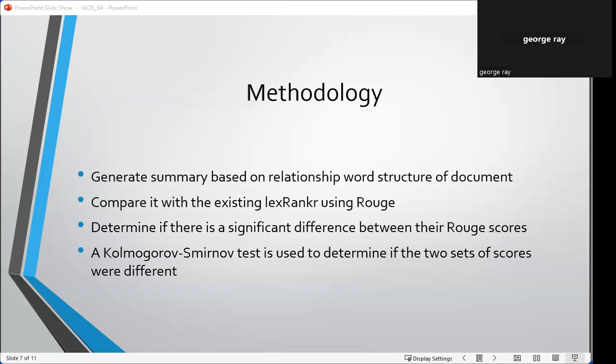If LexRanker scored significantly higher than my relationship word summarizer, then we'd reject the null hypothesis that the relationship word summarizer has comparable performance to an existing widely used summarizer. Although the t-test is often used to determine the differences between such groups of scores, the t-test assumes that the distributions are bell-shaped. I could not find a study to confirm this assumption, so a Kolmogorov-Smirnov test, a KS test, was used to determine if the two sets of scores were different. Experts on the Rouge test recommend using the F measure score to determine the similarity between summaries.